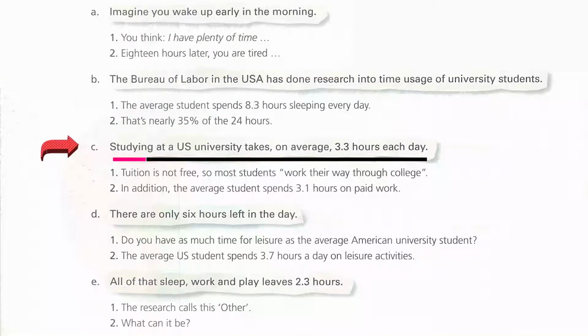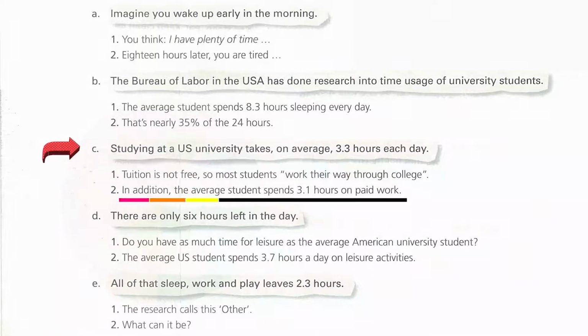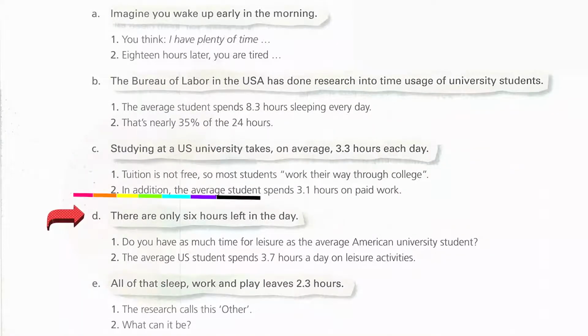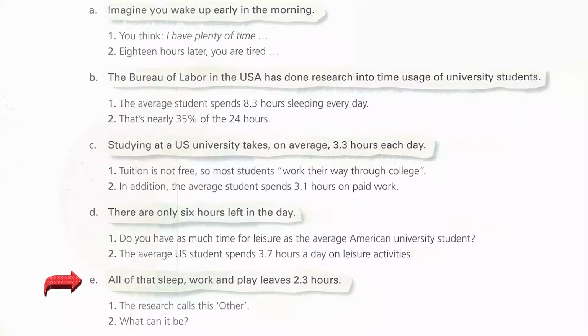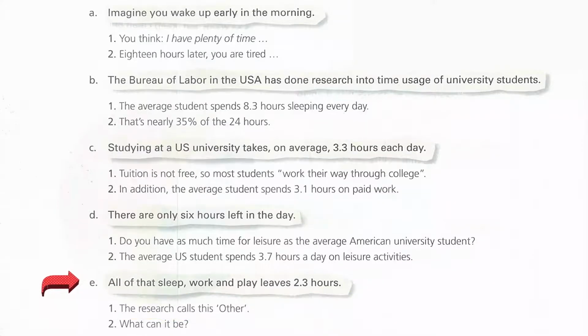Number C, studying at a US university takes, on average, 3.3 hours each day. In addition, the average student spends 3.1 hours on paid work. Number D, there are only 6 hours left in the day. The average US student spends 3.7 hours a day on leisure activities. And finally, number E, all of that sleep, work, and play leaves 2.3 hours. The research called this other. Now let's go to do more activities.